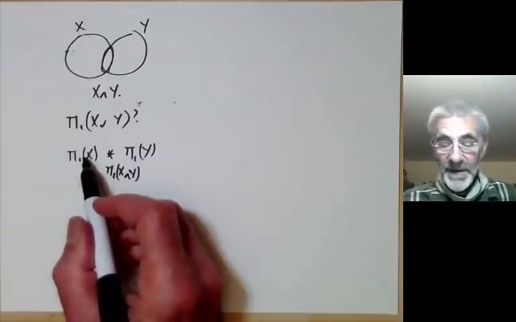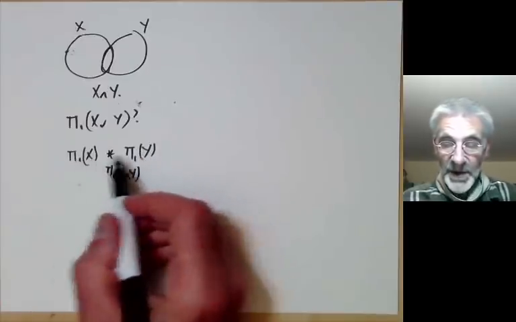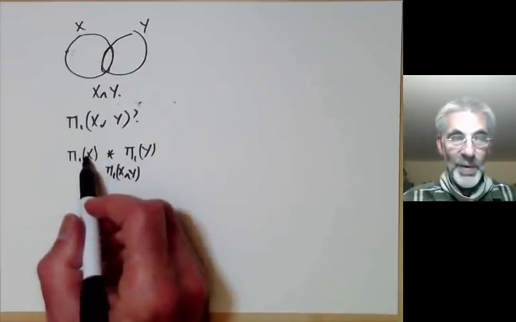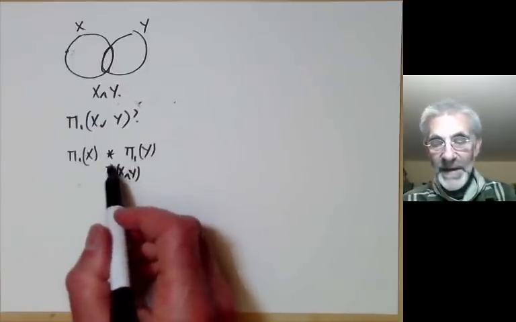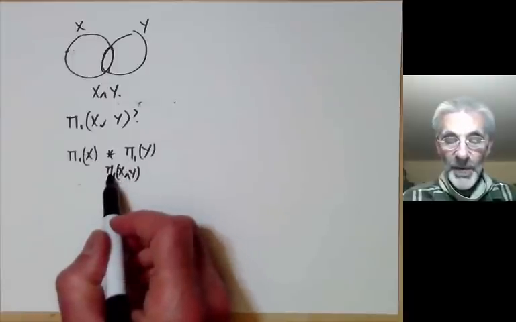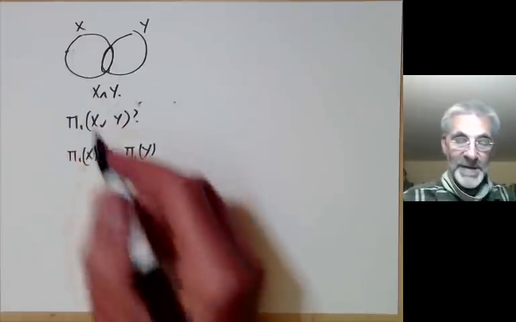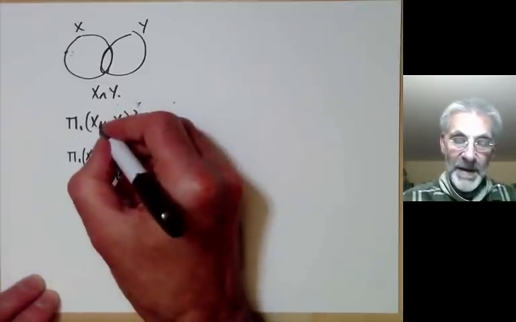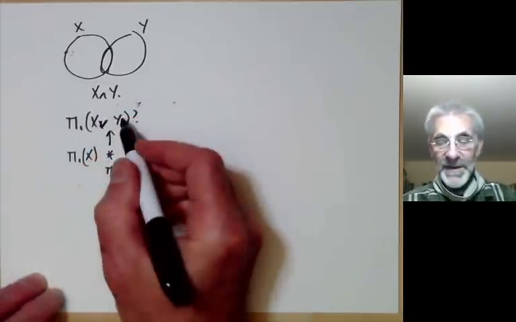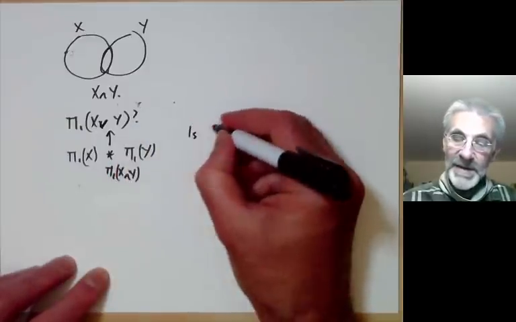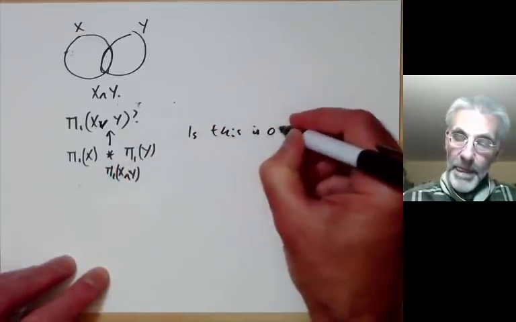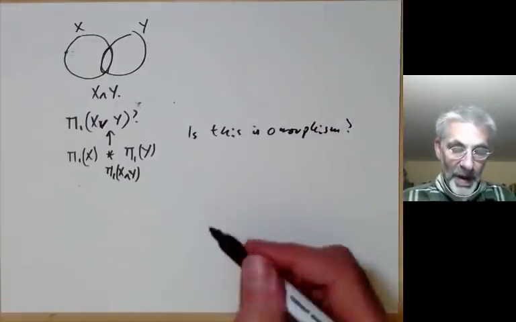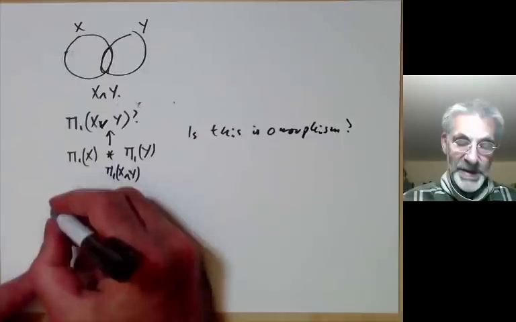So this is a sort of free product with amalgamation. You take the free product of pi1 of X and pi1 of Y, and you identify the subgroup they have in common, which ought to be pi1 of X intersection Y. So we certainly get a natural map from this space to the union of X and Y. And we can ask, is this an isomorphism? Well, of course, it's not in general. There are some conditions we should have.